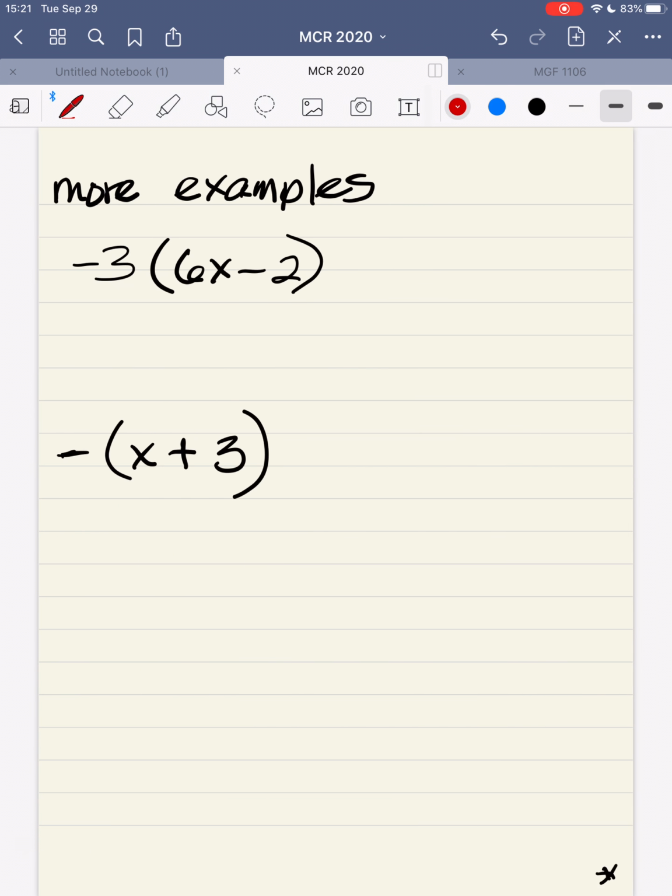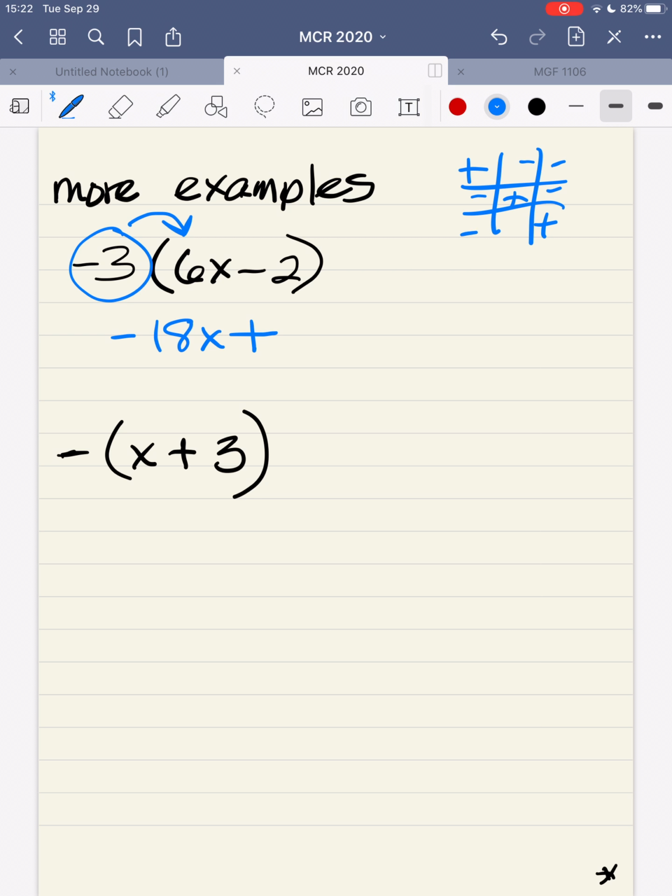A couple more examples here. So I have a negative 3 being multiplied by 6x minus 2. 6x minus 2 cannot be combined, so I go ahead and distribute. And I have negative 18x, and a negative, this is going to be a sign change. It's going to be positive. Okay, so remember my tic-tac-toe board, right? A negative and a negative give me a positive. Okay, so remember how this works, 3 in a row. 3 times 2 is 6, and I am done. Could you have 6 minus 18x? Yes, you can. It's no different.